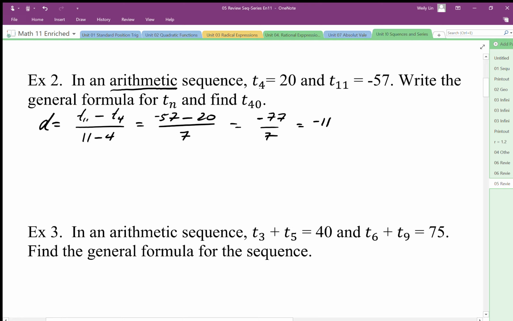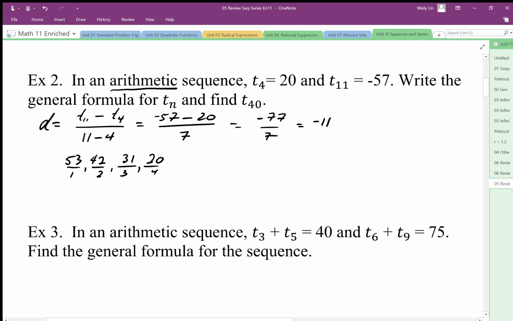Now I want to write my general formula in terms of T1 or A, so I can count backwards to A, which is probably the easiest. So this is T4, and I'm going to count backwards. Since I'm going backwards, I'm going to add 11 each time: 31, 42 and 53. So T1 we can calculate to be 53.